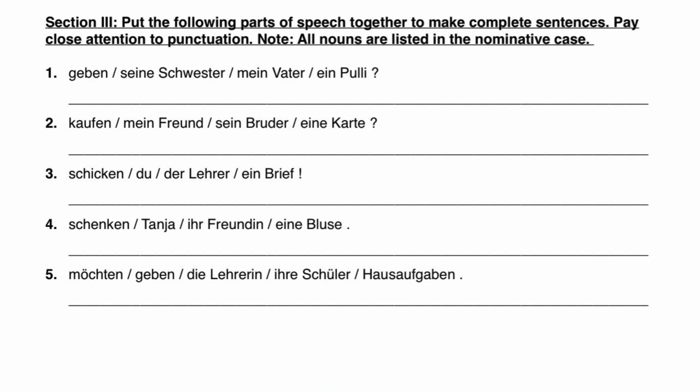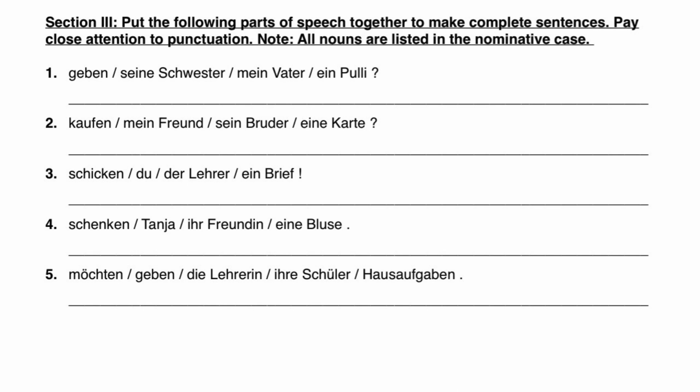First thing on here is geben. Geben is an irregular verb, so it takes gibt for the form that we need for seine Schwester. So gibt seine Schwester is "his sister giving." And then we have "my father a pullover." And we have to decide what is being given and who is receiving that object.